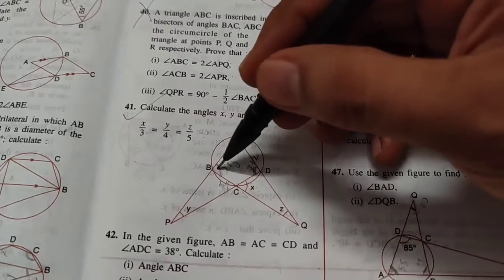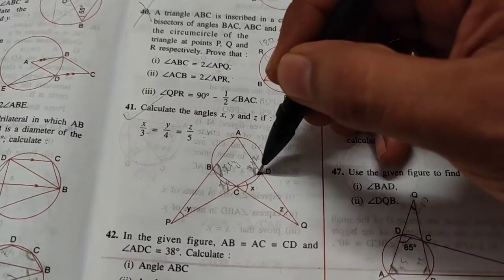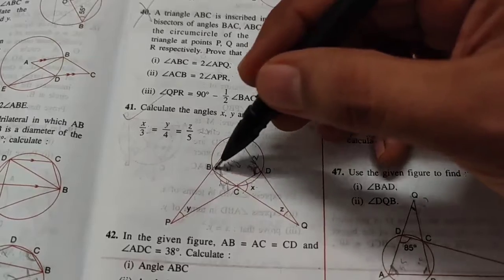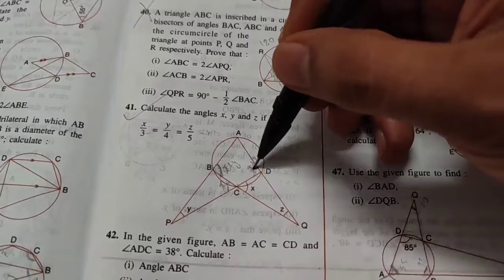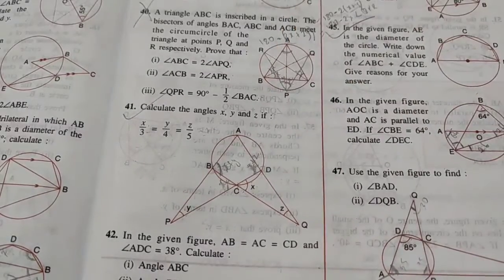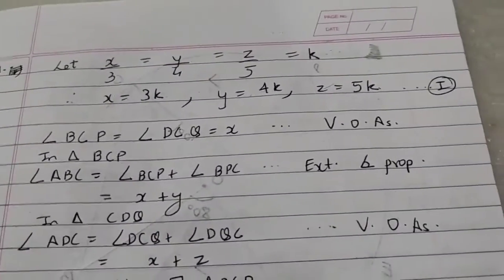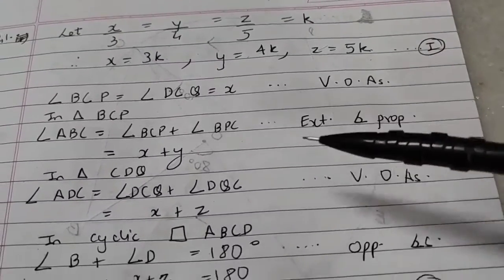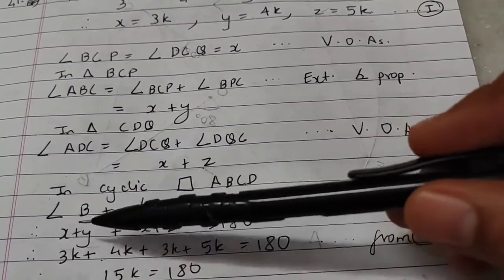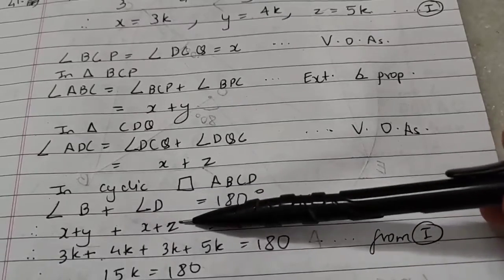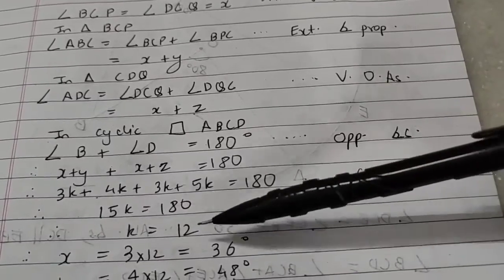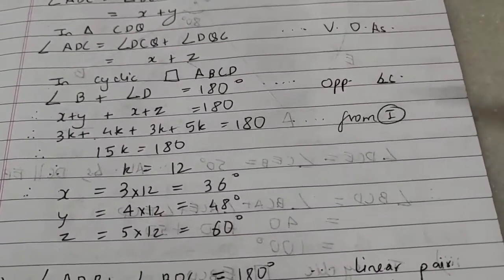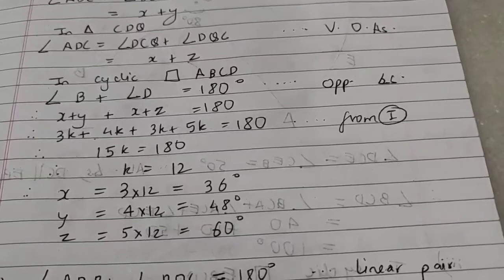Now these two angles, angle B plus angle D, should be equal to 180 degrees, supplementary, because they are opposite angles of a cyclic quadrilateral. That means x plus y plus x plus z is equal to 180. That's the equation we wanted, because now we can substitute the values of x, y and z in terms of k, solve the equation to get the value of k, substitute and get the values of x, y and z. Next, let's do the 44th question.